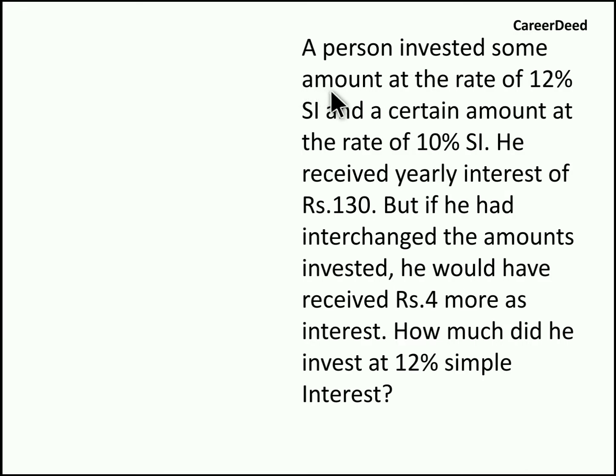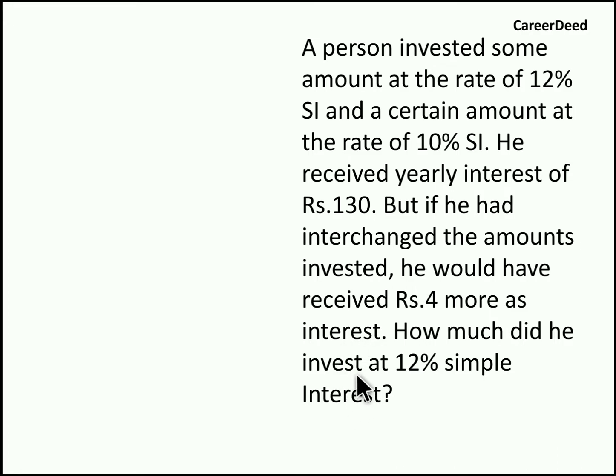A person invested some amount at the rate of 12% simple interest and a certain amount at the rate of 10% simple interest. He received yearly interest of rupees 130. But if he had interchanged the amount invested, he would have received rupees 4 more as interest. How much did he invest at 12% simple interest?